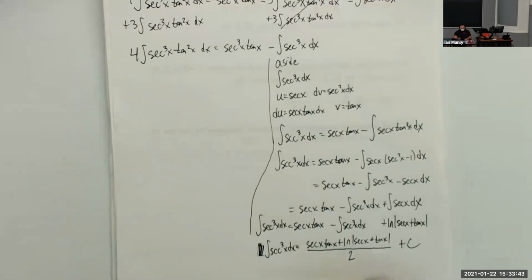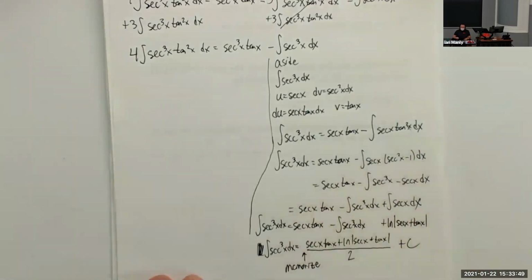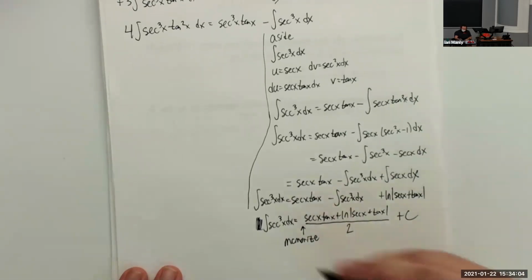This is an exception though. I would memorize this integral. The integral of secant cubed is 1/2 secant tangent, and then we have ln of secant plus tangent right here. Now, this may look like a lot to memorize, but there's actually an easy way to memorize this.